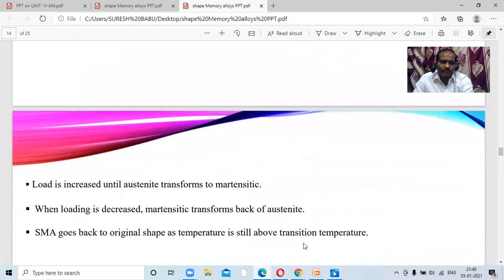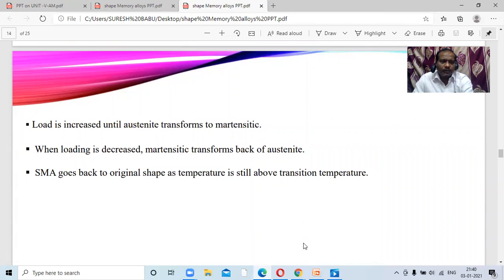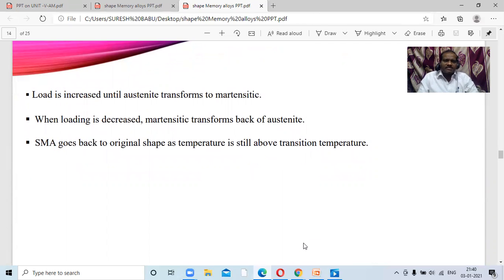Next, if we observe, continuing with that, the load is increased until austenite transforms to martensite. Austenite is a soft material and martensite is a strong, hard material, as everyone knows. So as the load increases, austenite goes to martensite. When the load is decreased, martensite transforms back to austenite. This is what I have been explaining regularly. Behavior of the shape memory means when the load is decreased, it will once again go to its original position, or its original state. That's what we can understand here.